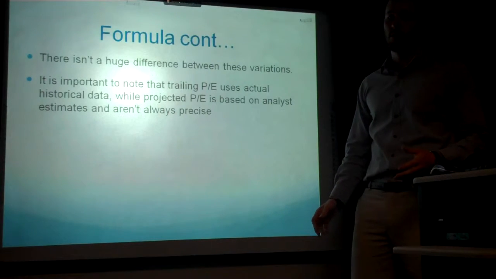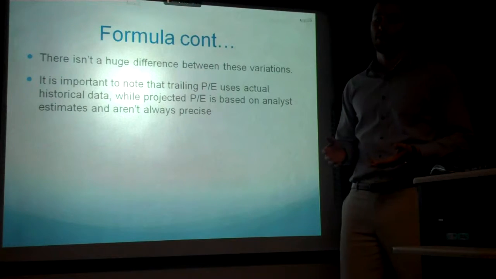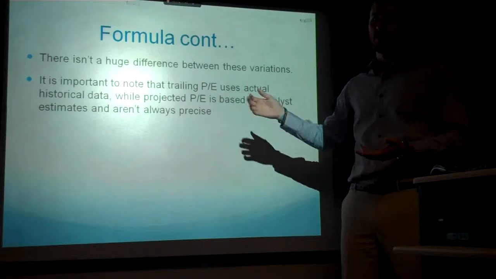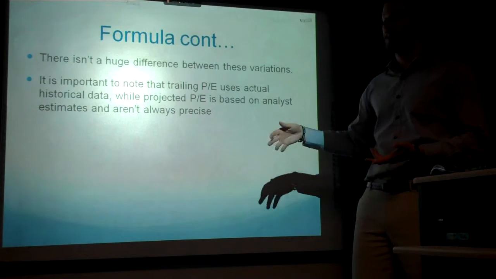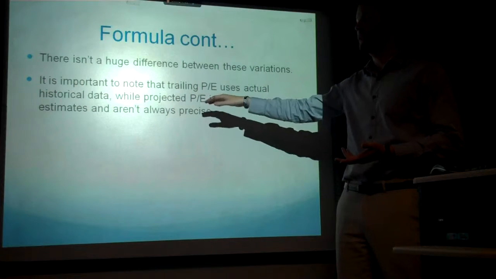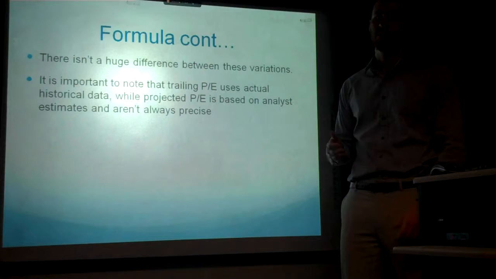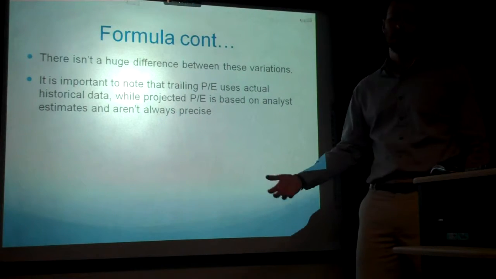There really isn't a huge difference between these two strategies, but it is important to note that using the trailing P/E ratio will give you historically accurate data, which will lead to more precise results, whereas using the projected P/E ratio, you're pretty much having to go off of an analyst's predictions for what the company is going to be earning in the future, so it's not quite as accurate.